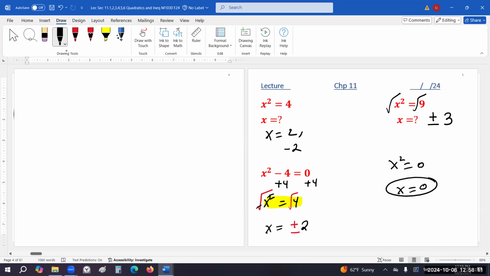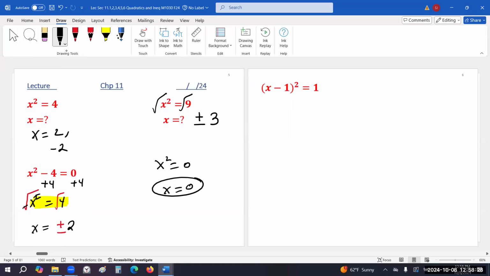So why am I showing you this? Because when you solve any quadratic, at the end, you bump into this situation where you're going to take the square root. When you take the square root, you definitely should not forget the plus minus sign.